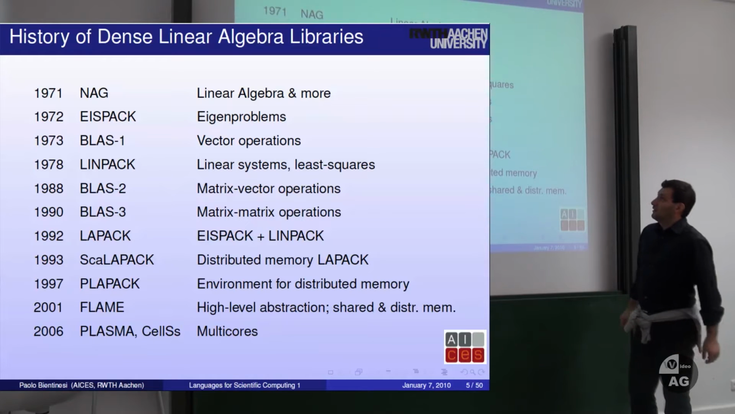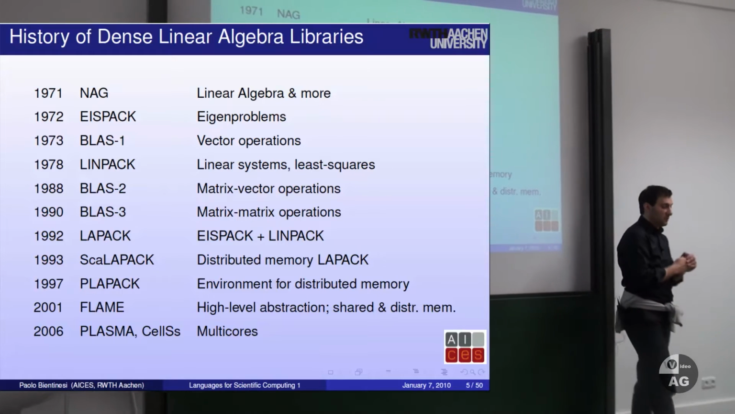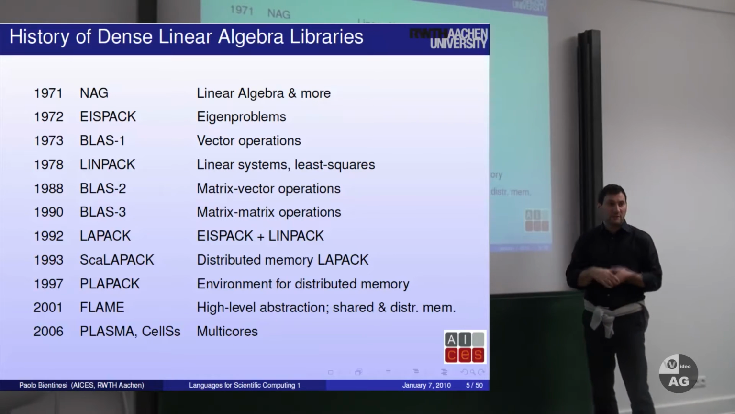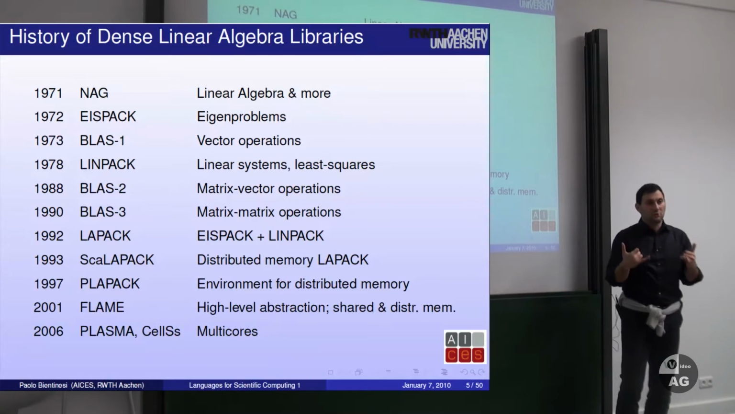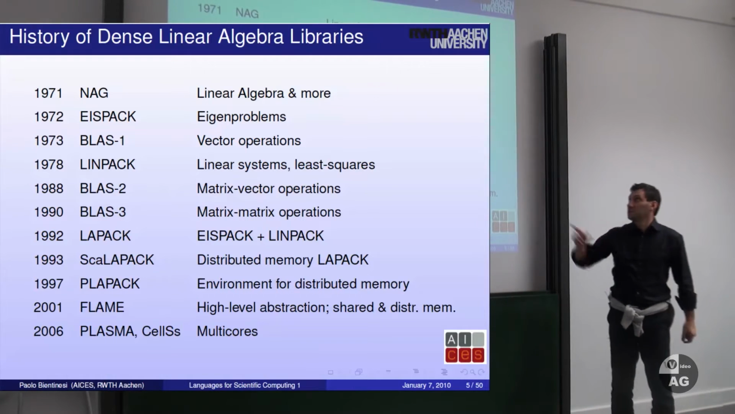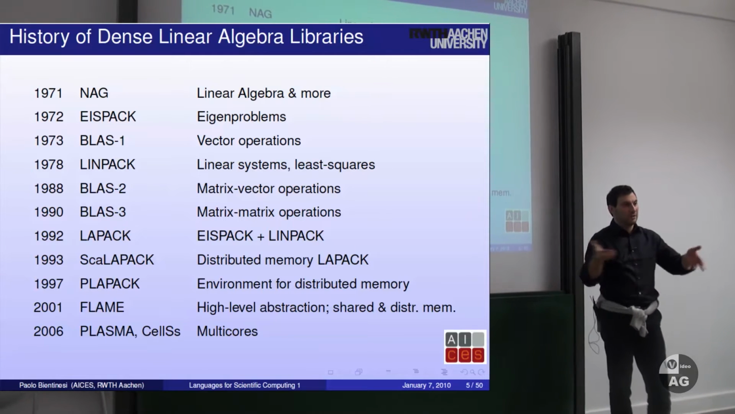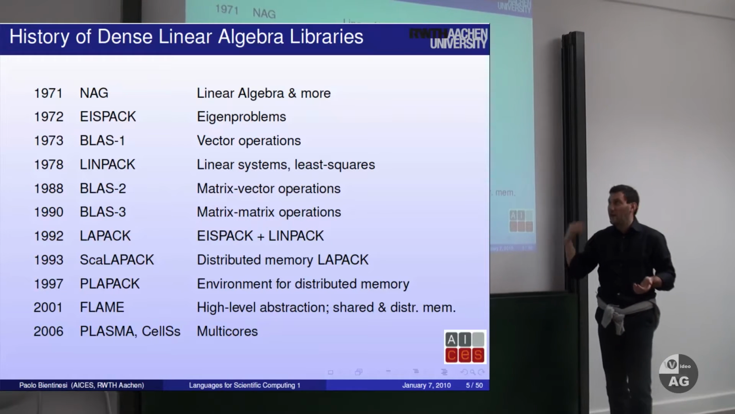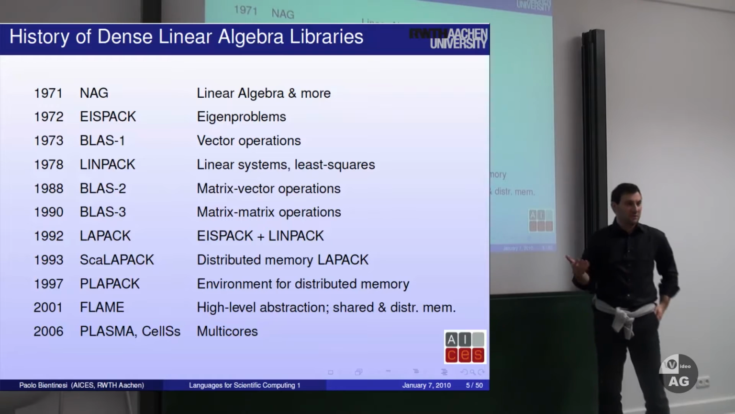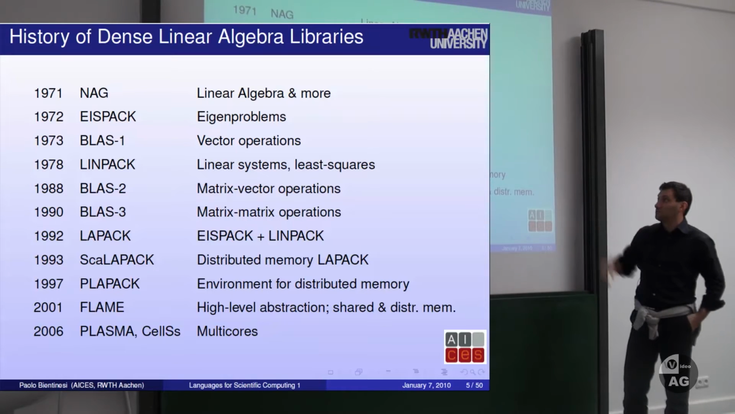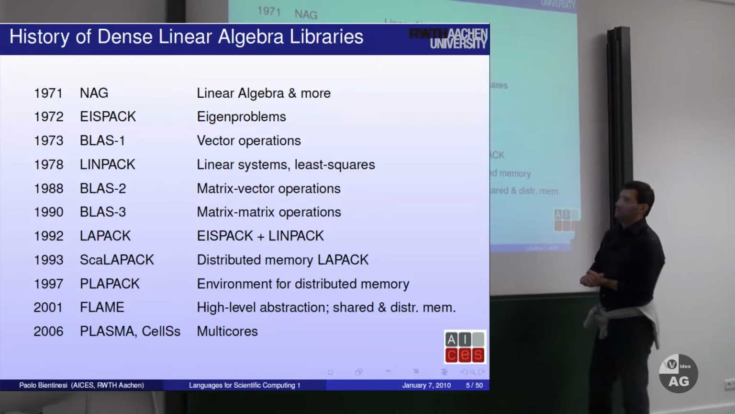BLAS1 is a collection of functionalities for vector operations. So basically, back then, at the beginning of the 70s already, people realized that there were certain operations so common, they were basically popping up all over in all sorts of computations, so they decided, why don't we just put them together and write a library, optimize it as much as possible so that everybody, the whole community, can benefit from this set of functionalities. That was BLAS1, vector operations, and was especially good for vector machines.